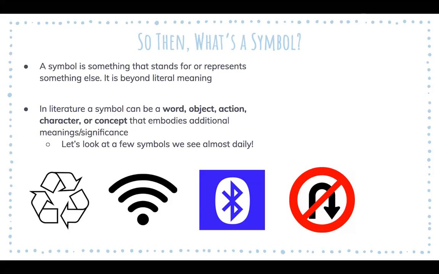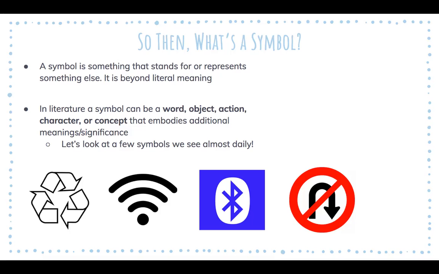A symbol is something that stands for or represents something else, and it's usually beyond literal meaning. What I mean by that is it's usually written as an abstract concept. So maybe I'm writing a book about an evil villain, and I'm trying to figure out a way to represent the fact that he's evil in a symbol. Now, maybe I try to think of things that are usually seen as evil or dark. So maybe I have him dress in dark clothing. Maybe I have my villain wear all black.